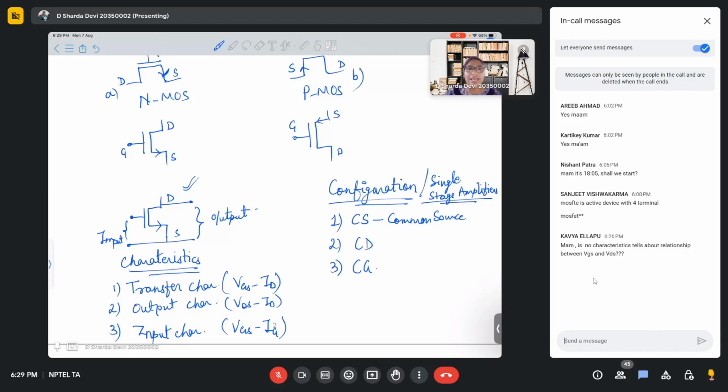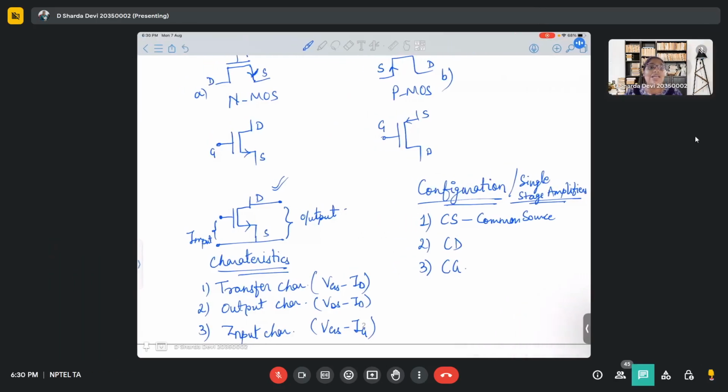And when we say characteristics, it is between one dependent and one independent quantity, right? So VGS and VDS are both independent quantities. That's why there is no characteristics between them, if that is what the question is all about. Otherwise, if you can elaborate on your question, I can give more insight into it.